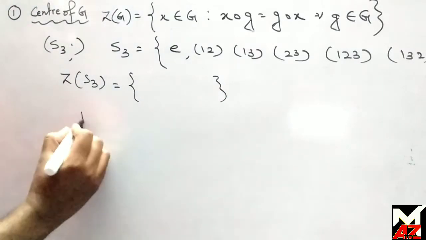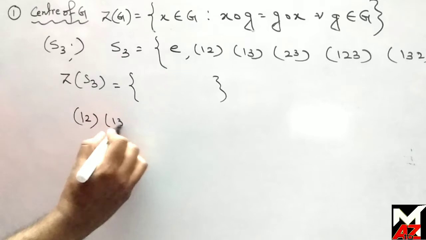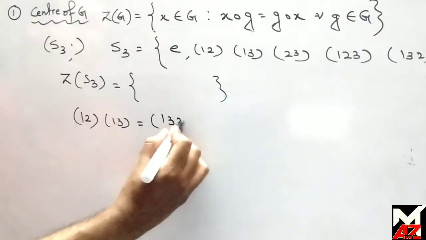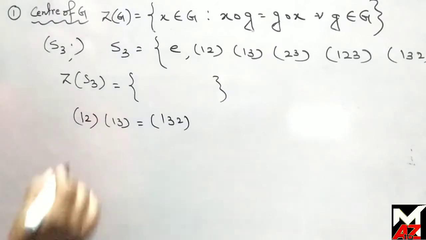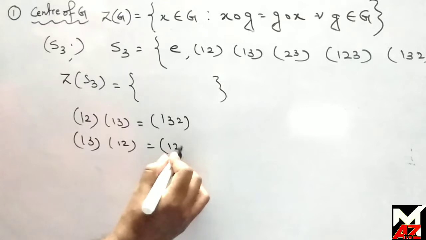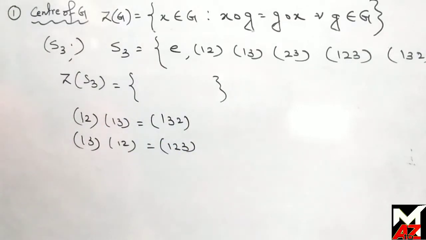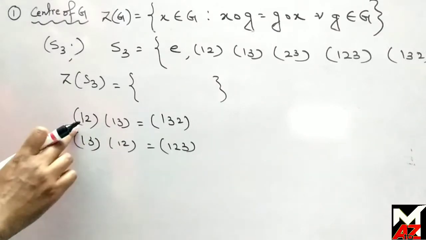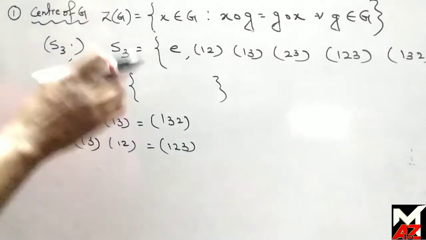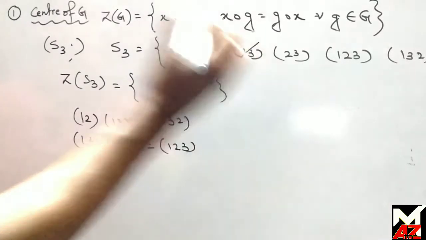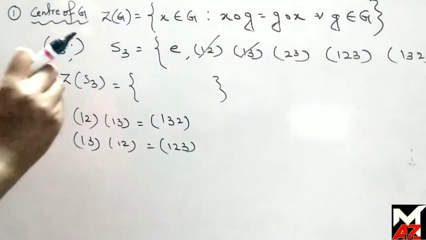We know that (12) into (13) is equal to (132), but (13) into (12) is equal to (123). So (12) and (13) do not commute. So (12) and (13) do not belong to Z of S3.